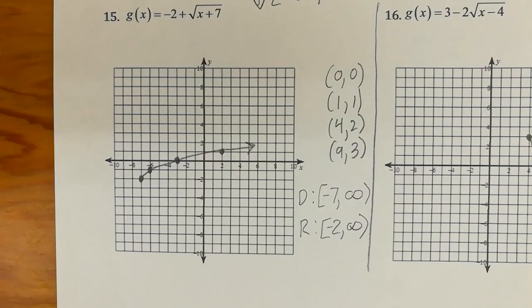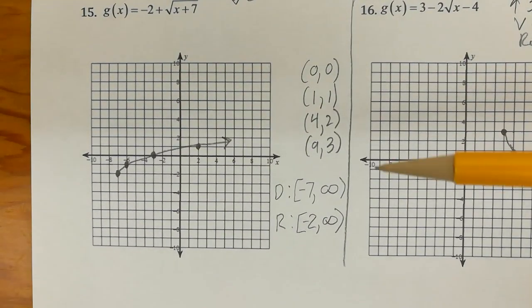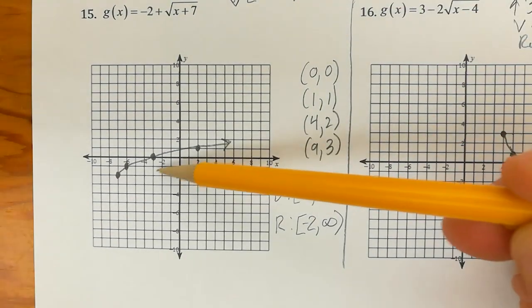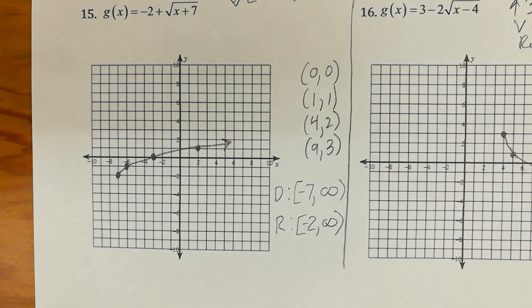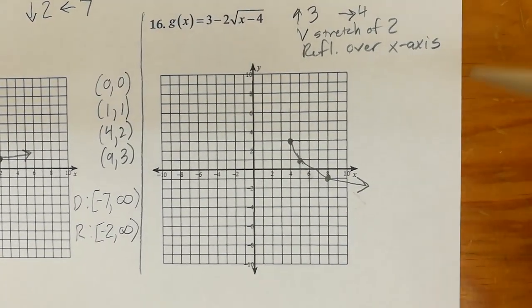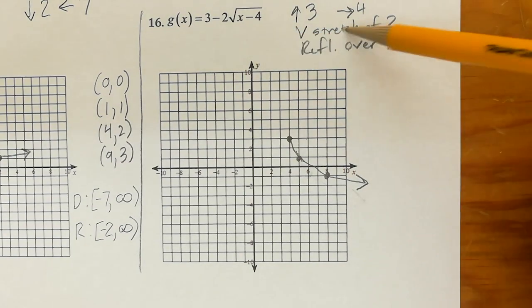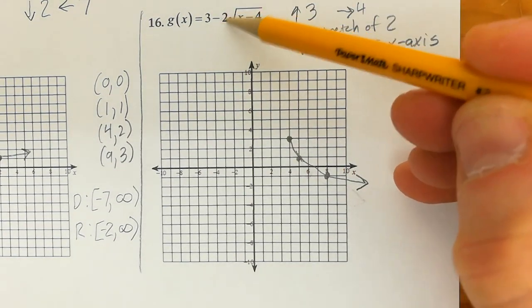Okay, so here is my answer for 15. There were just a couple of translations here, down to left 7. So the parent graph just gets moved by those amounts. And there's my domain and range. Number 16, this one had a lot going on. Up 3, right 4, vertical stretch of 2, reflection over the x-axis, since the minus here makes this 2 negative.